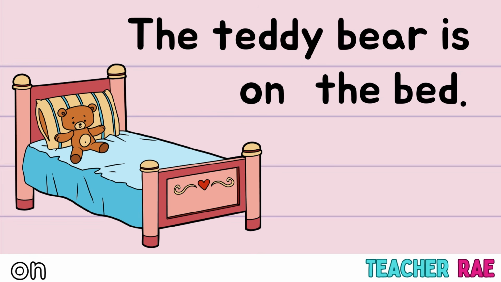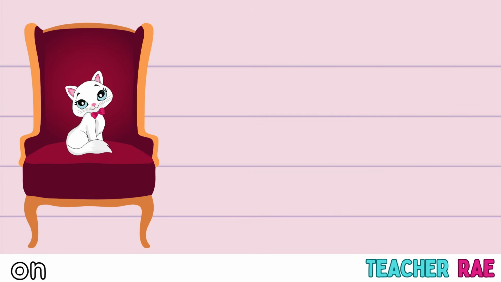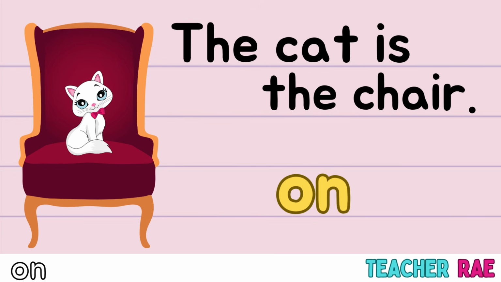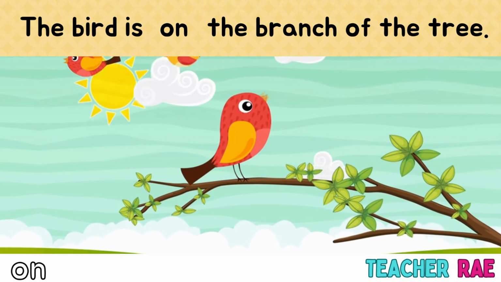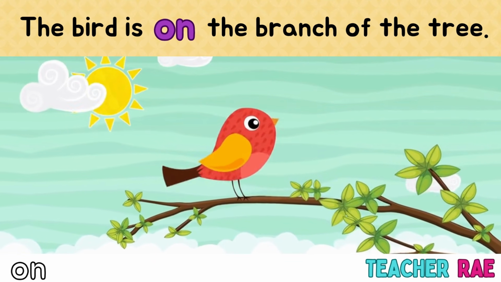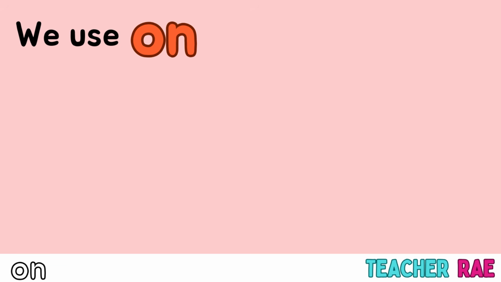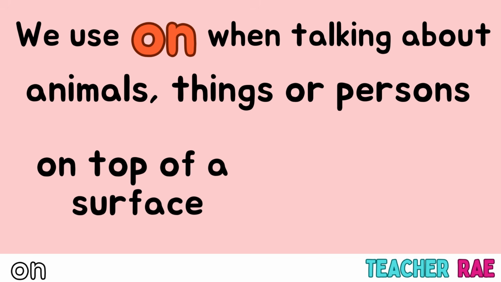The teddy bear is on the bed. On. The cat is on the chair. On. The bird is on the branch of the tree. On. We use on when talking about animals, things, or persons on top of a surface.